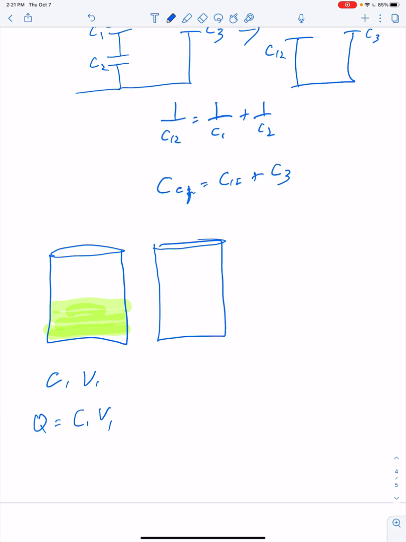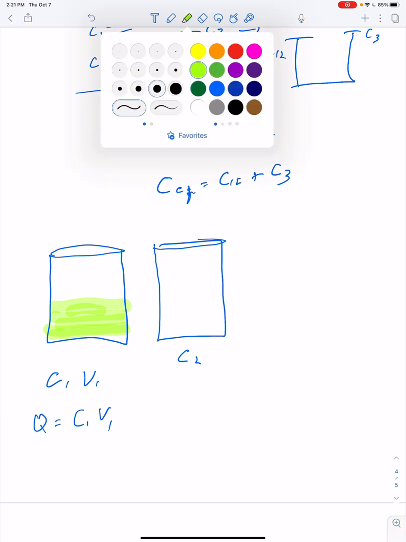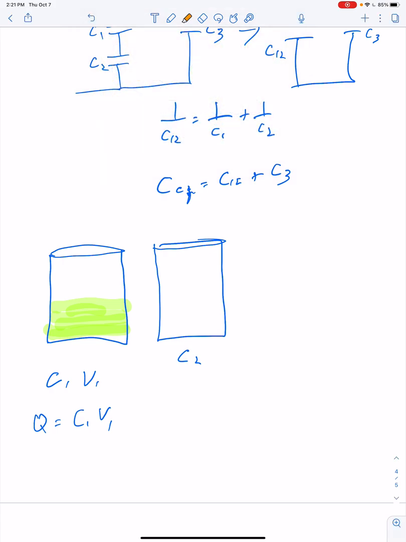Now this may be a different size capacitor. If I now take this charge and pour it into the other side, I have to take charge from this one bucket and pour it into the other one. So I have to erase a little bit of the charge from this one. Total charge stays the same. So now we know that our total is going to be C1V final plus C2V final.